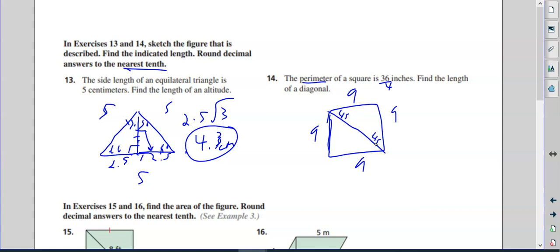So we're going from the leg to the hypotenuse, which means we simply do 9 radical 2. And we type in 9 radical 2 in our calculator. And we get 12.72, 12.7 inches.